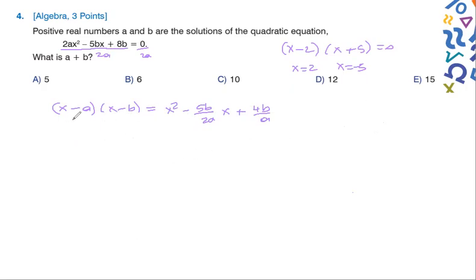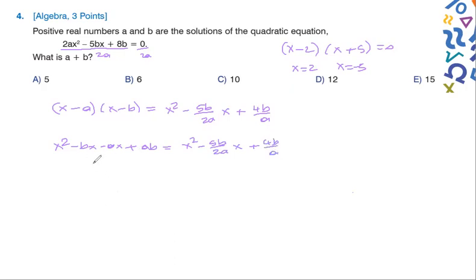And if I expand the left side, you will get x squared. Then x times b is bx, but that's minus bx. And this time this will be minus ax. And this time this will be just ab. And this is equal to x squared minus 5b over 2a times x, plus 4b over a.